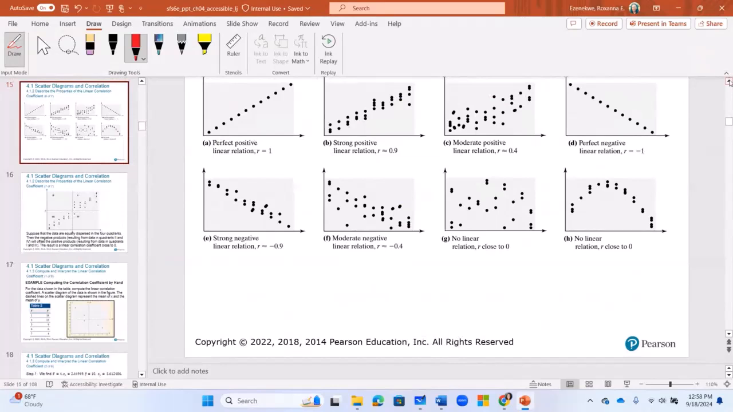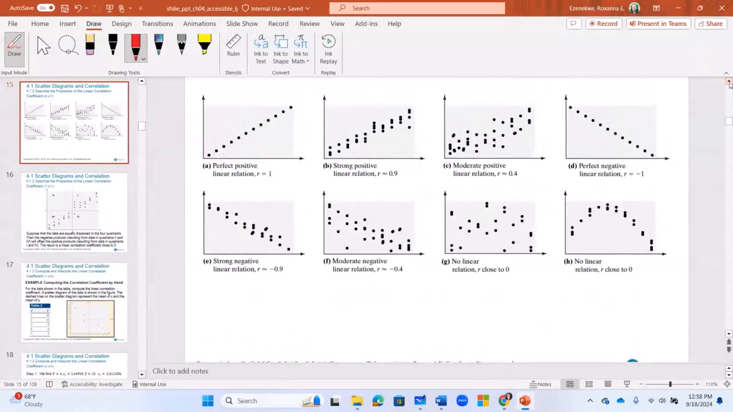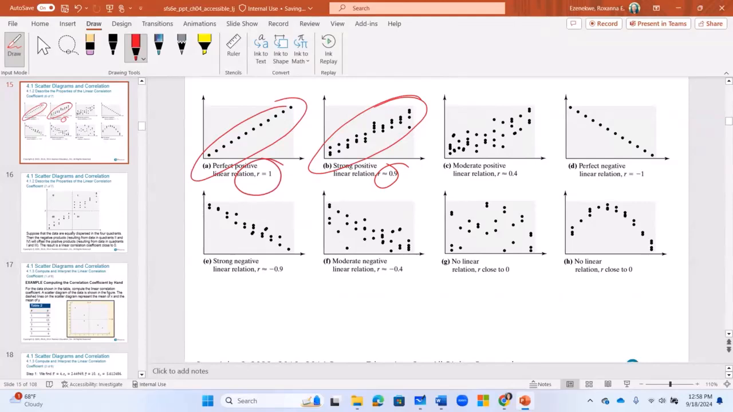Our book drew all kinds of scatter plots, but we already know this. This is the perfect positive linear relationship. This is strong or high positive linear relationship where R can be 0.9. Here, perfect R is 1. This is not high. The relationship can be low. This is a perfect negative linear relationship. All the points are on the line. Remember what you called it in geometry, collinear. This is a high negative linear relationship.